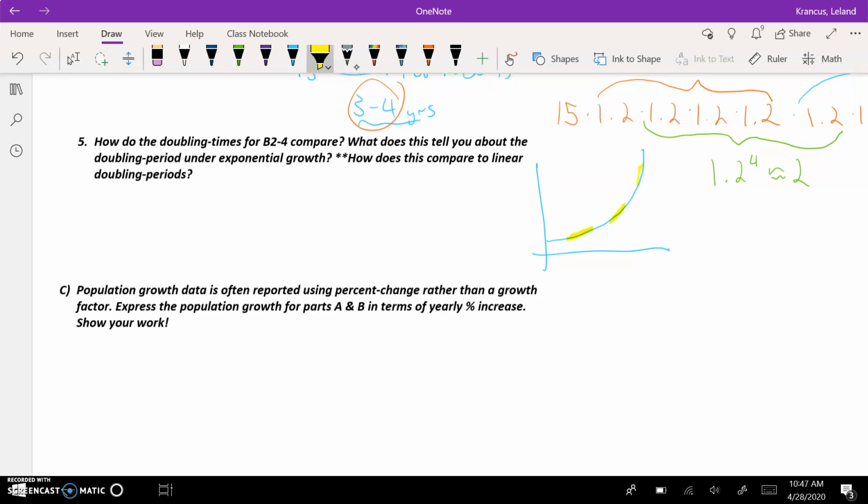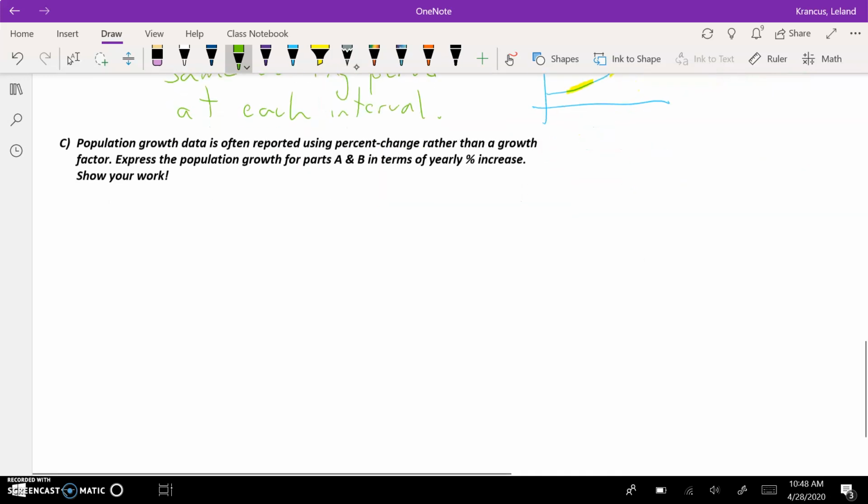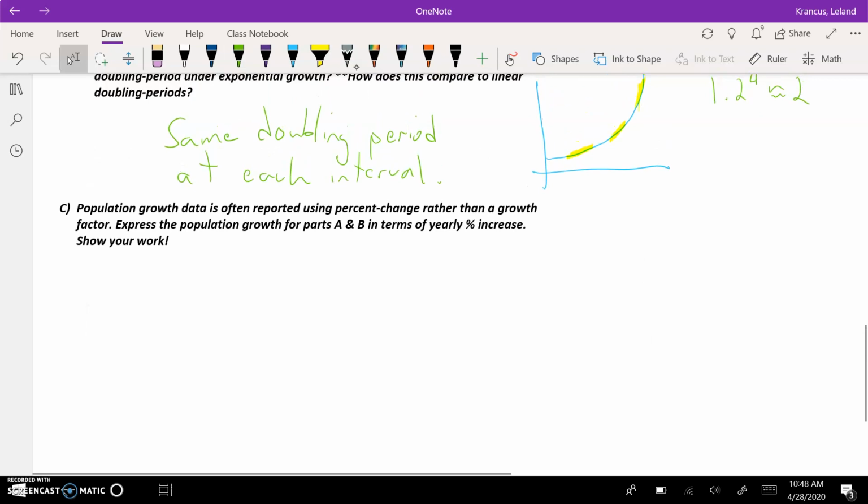So if you look at each of these phases, it's a bigger number to double each time, but it's growing faster, so those two things balance out and it takes the same amount of time for the population to double. So same doubling period at each interval. And that's a characteristic of exponential change.